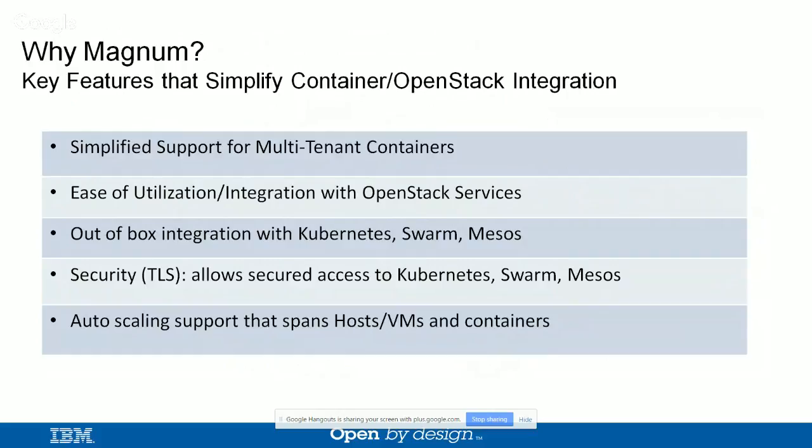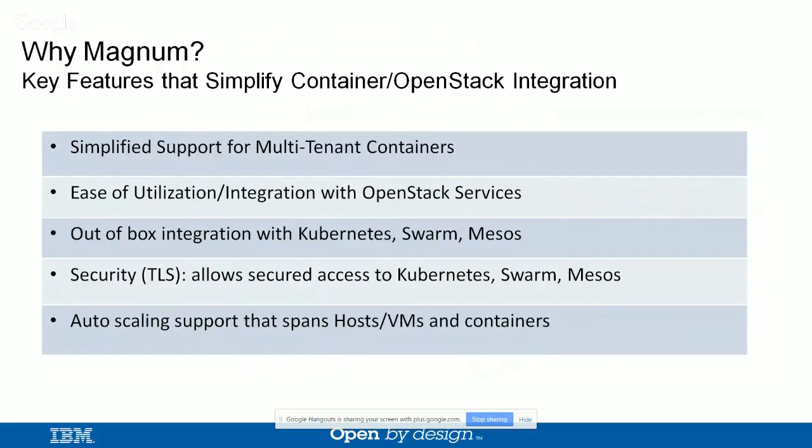The third point is that out of the box, you can create different kinds of engine to host your container. And right now we have support for Kubernetes, Swarm, and Mesos. So with Magnum, you can right away create this kind of engine to host your container. And the fourth point is security. This is a key point for Magnum. It does all the configuration or setup to give you secure access to your cluster.